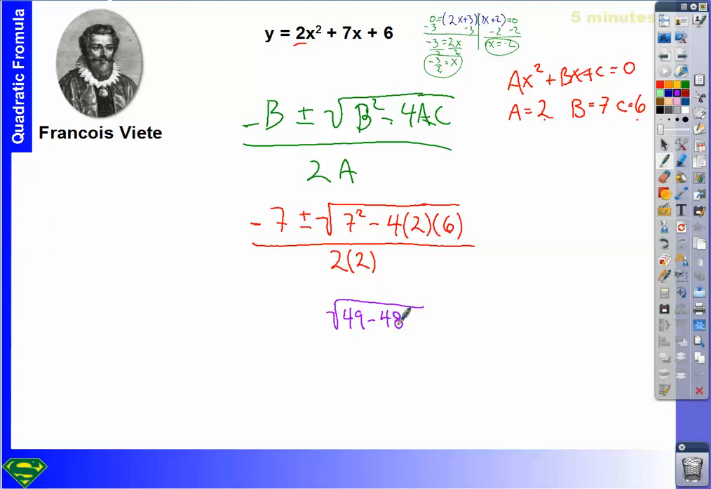And then we're going to rewrite everything else. Plus or minus, we still have our negative 7. What is 2 times 2? 4. All right. And so now our next step is to finish the discriminant. What is 49 minus 48? 1. What is the square root of 1? 1. Okay. So we have 1 plus or minus, we still have the negative 7, and that's all over 4.